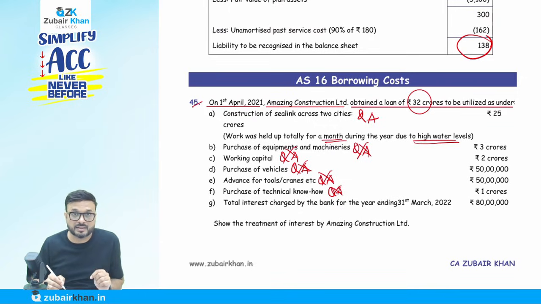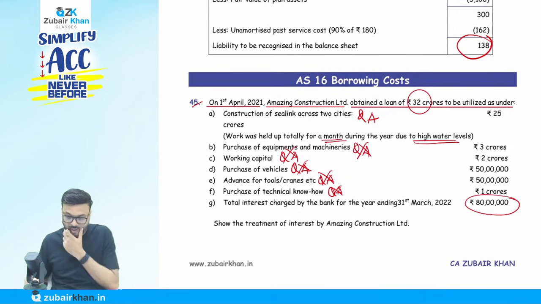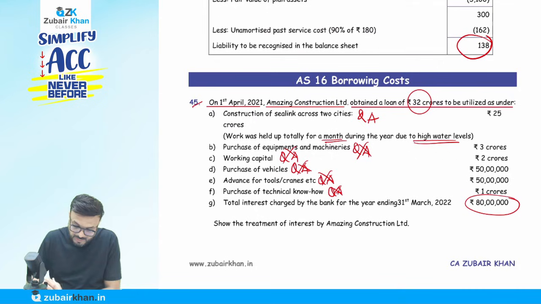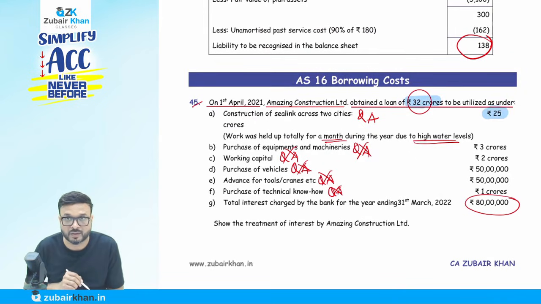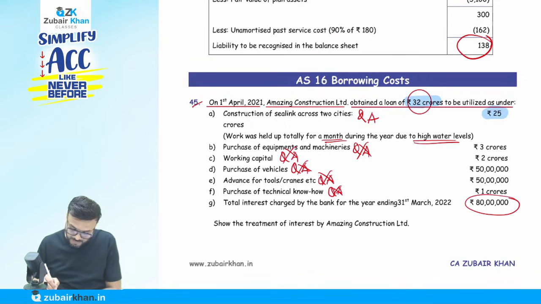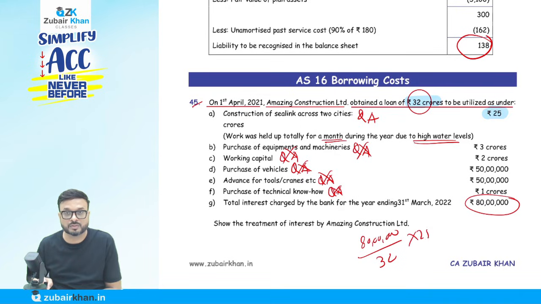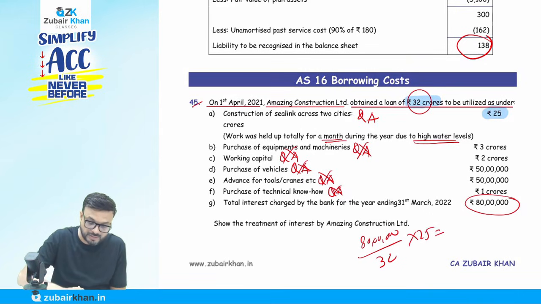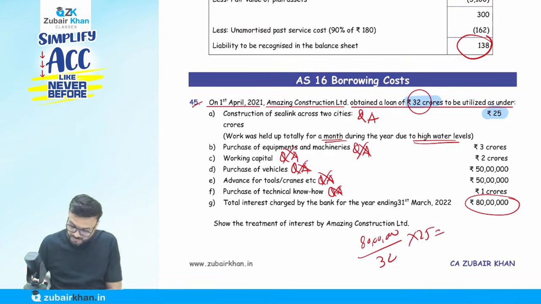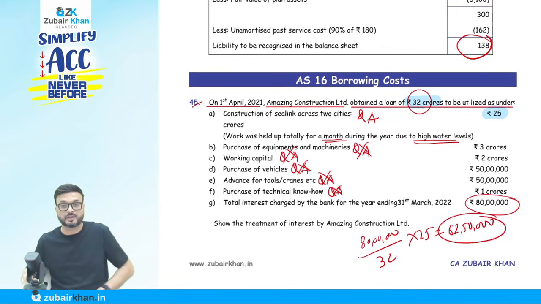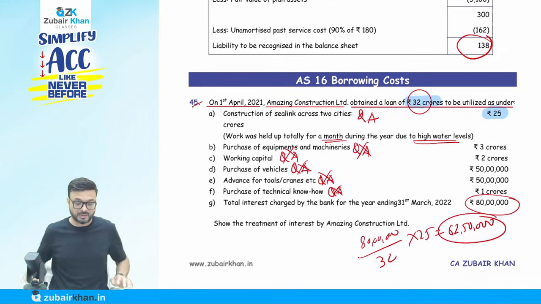Now your total interest charge. The total interest that they have charged is 80 lakh rupees. Out of 32 crore, only 25 crore we have incurred for the qualifying asset. The proportionality will say: if 80 lakh rupees is on the 32 crore loan, then how much will be on 25? So 80 lakhs divided by 32 multiplied by 25 comes to 62 lakh 50,000. So basically 62 lakh 50,000 we are incurring on the qualifying asset.